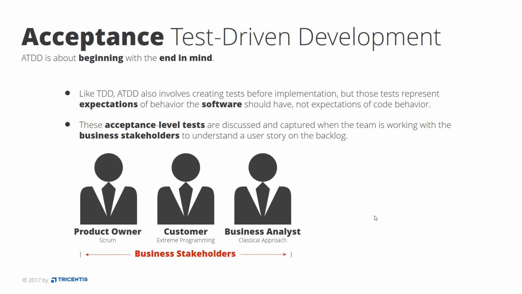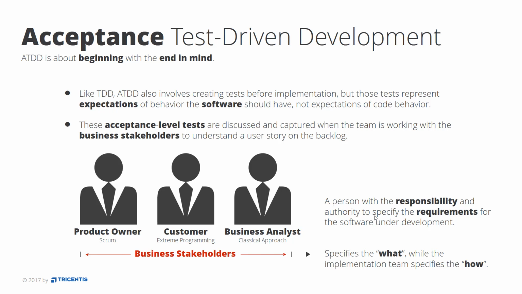So typical business stakeholders, you might know them, are the product owners, the customers, or the business analysts. It really depends on your programming approach. So for Scrum, it would be the product owner and so on. So a typical business stakeholder is a person with the responsibility and the authority to specify the requirements for the software under development. So they specify the what, while the implementation team specifies the how. So that's what the business stakeholders are about.